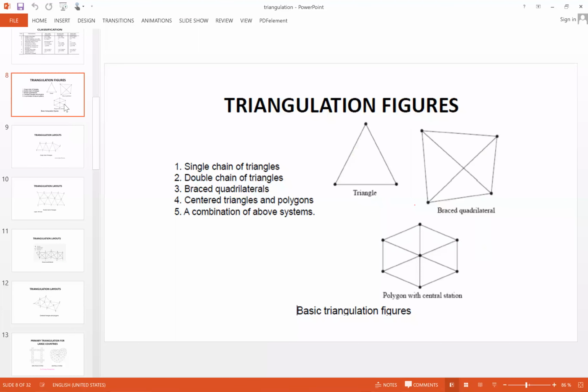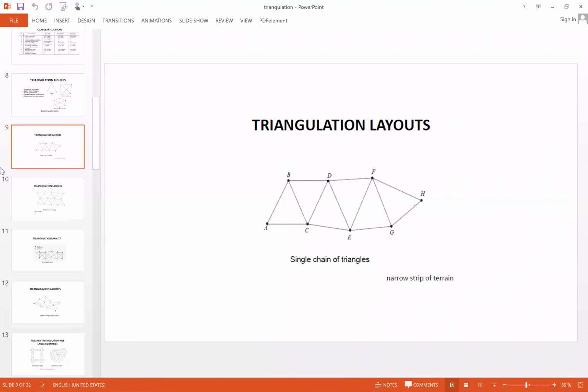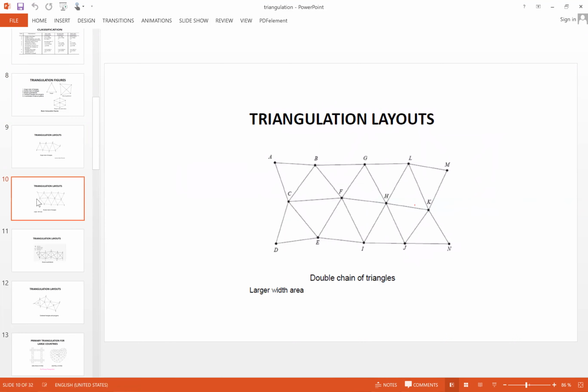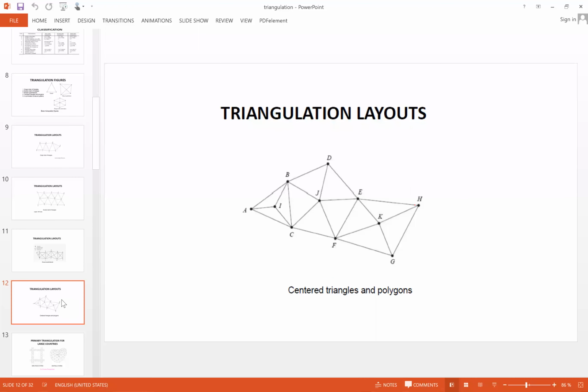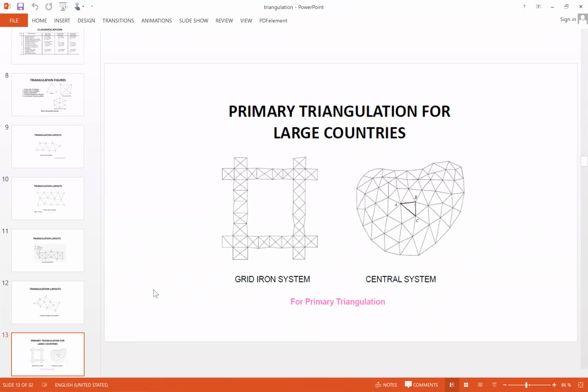Then different figures that you can use are triangles, single chain triangles, double chain triangles, as you can see over here, single chain of triangles. Then we have double chain of triangles. Then we have braced quadrilaterals. Then we have center triangles and polygons. You can use any of these. There is a grid system or central system. You can go for this system as well.